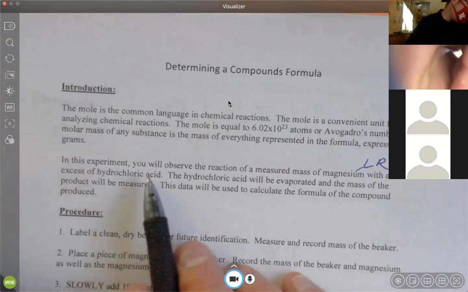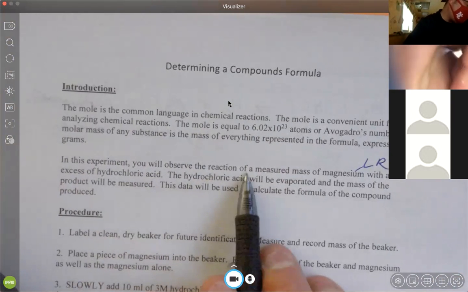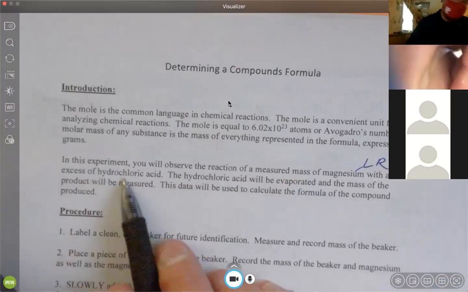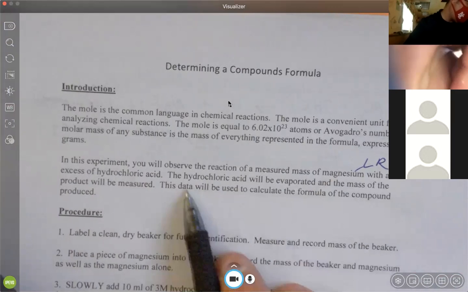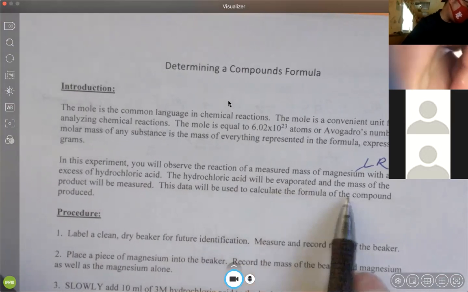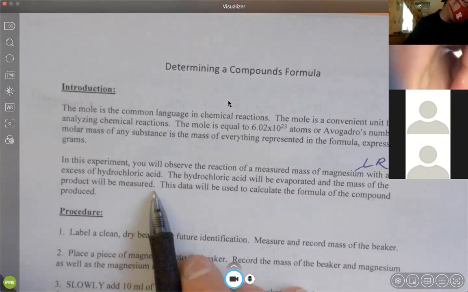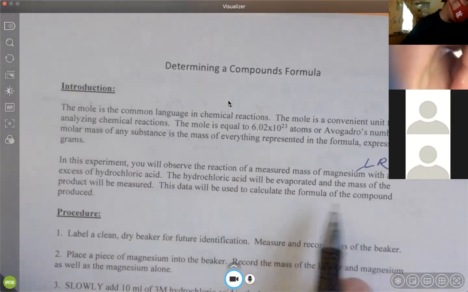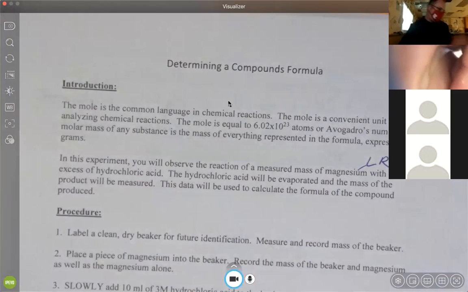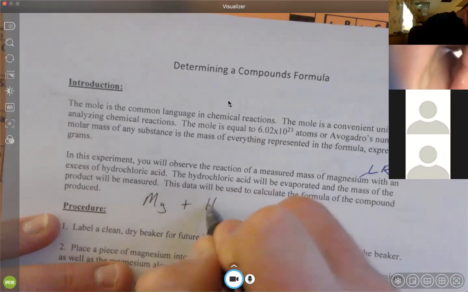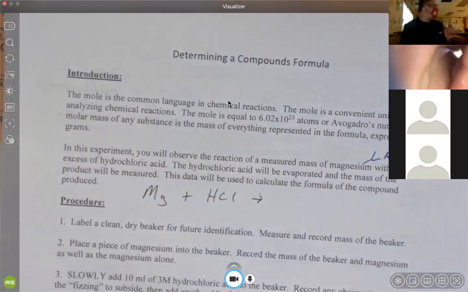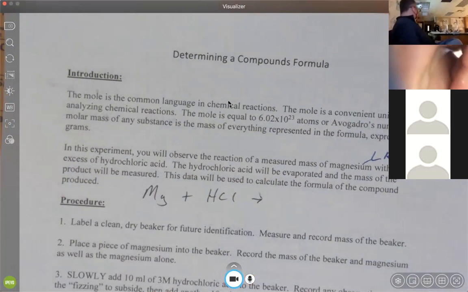It's a mass of everything represented in the formula expressed in grams. In this experiment, you will observe the reaction of a measured mass of magnesium with an excess of hydrochloric acid. So that means the magnesium is a limiting reactant. The hydrochloric acid will be evaporated and the mass of the product will be measured. This data will be used to collect the formula of the compound processed. Well, if we're taking magnesium and we are reacting it with hydrochloric acid, what type of reaction is this? Magnesium plus hydrochloric acid. What type of reaction would this be?